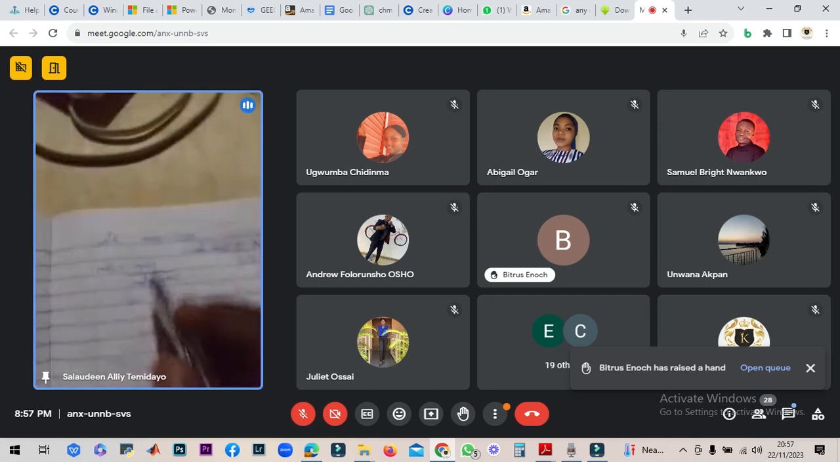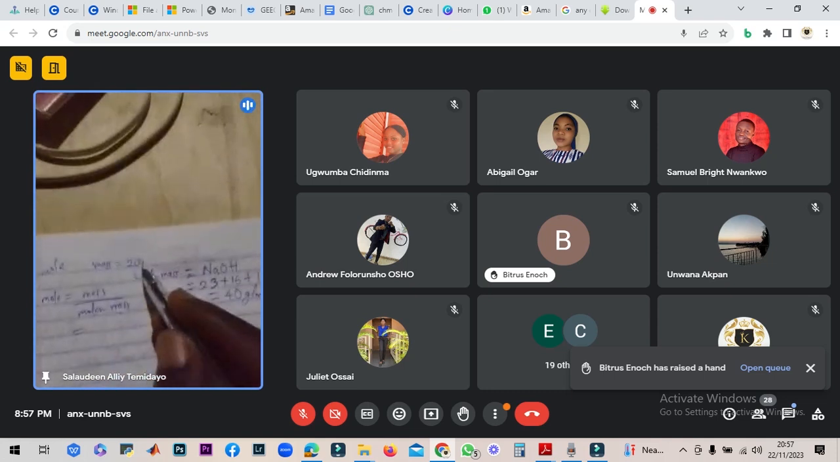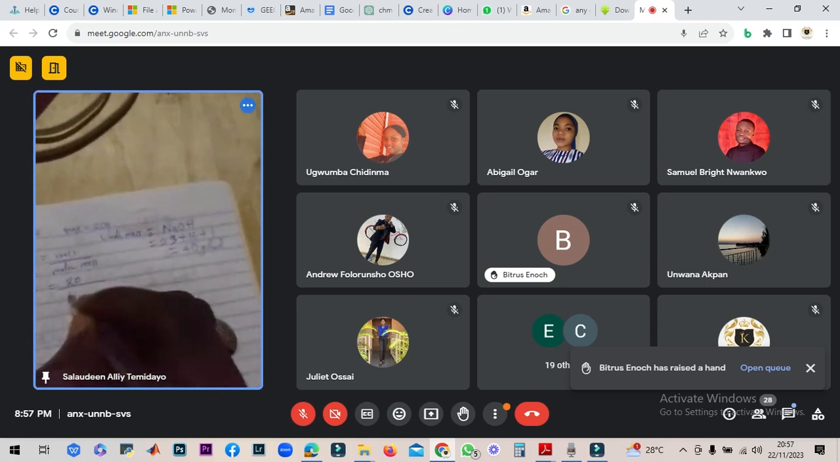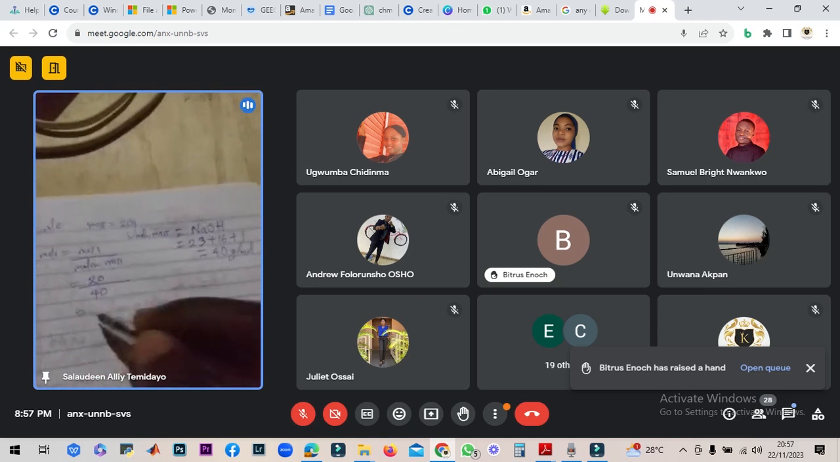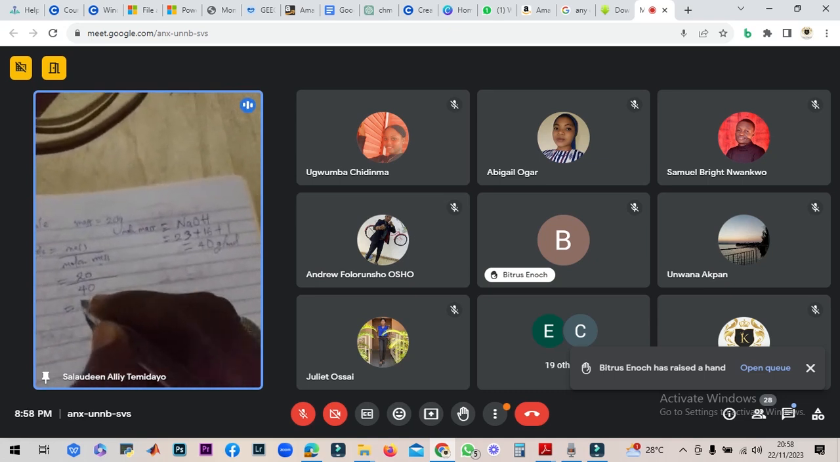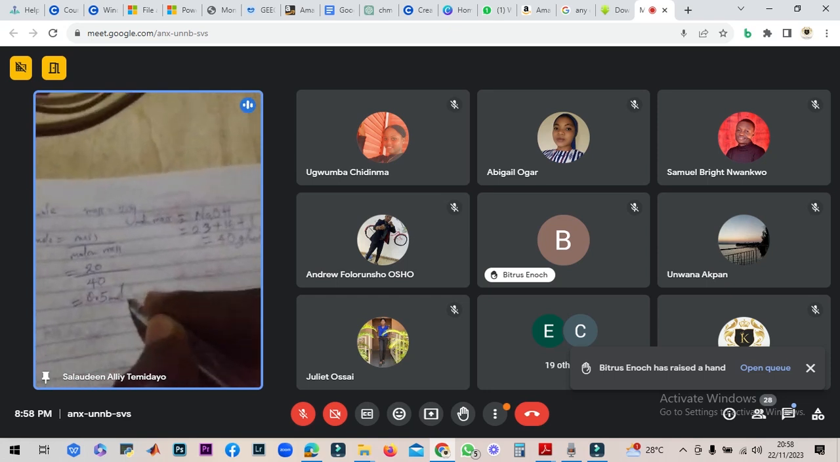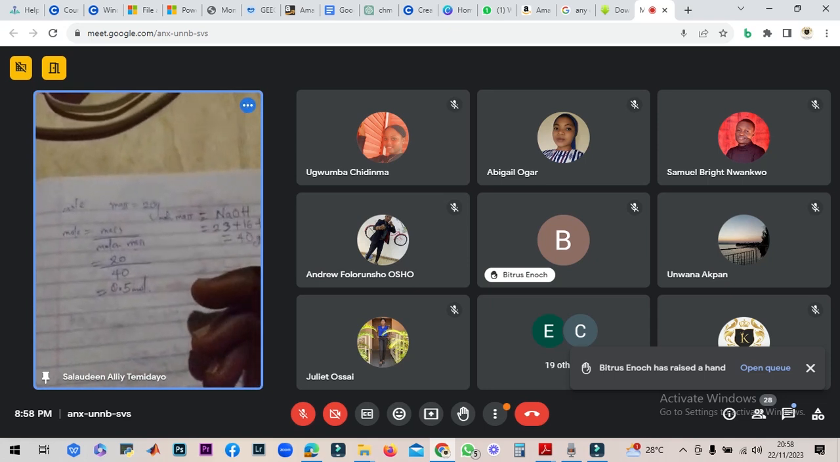So number of mole equals mass over molar mass. What is the mass given? 20. Over what is the molar mass? 40. So this is 20 over 40. You should have your calculator with you. When you do the division, you are going to get 0.5 mole. That is the answer, and that's what you'll be writing in the space provided.